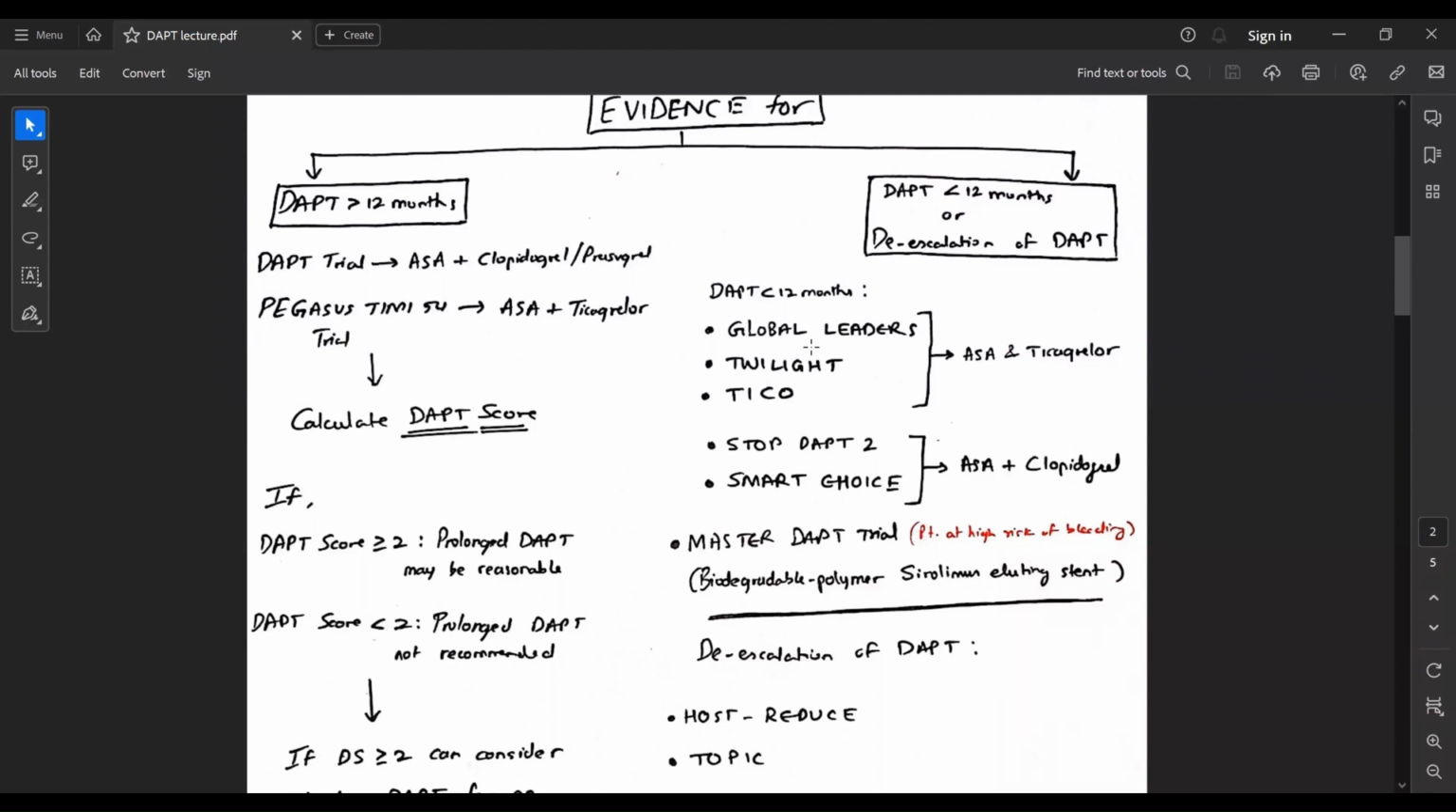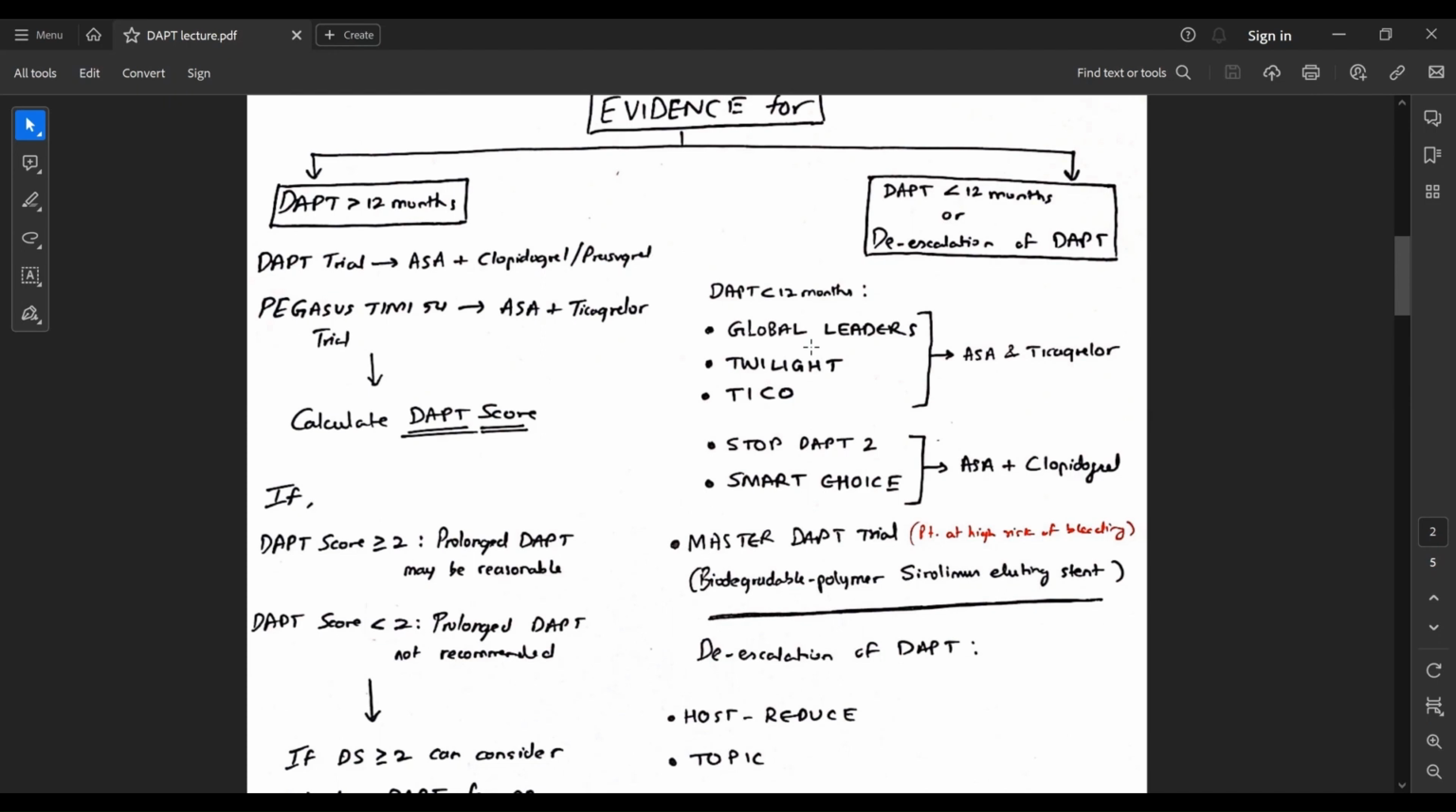This is one of the largest trials, and it was done on about 16,000 patients with about 41% of acute coronary syndrome, including NSTEMI and STEMI, and the majority of the patients, that is about 60%, had stable coronary artery disease. Now, in this trial, they compared DAPT with aspirin and ticagrelor for 1 month, followed by ticagrelor for 23 months.